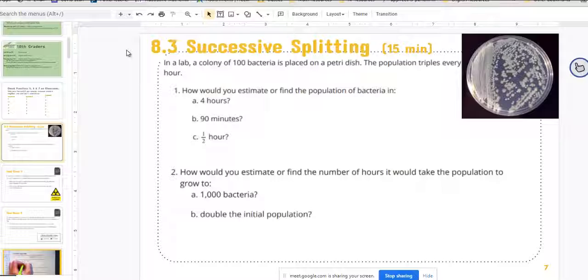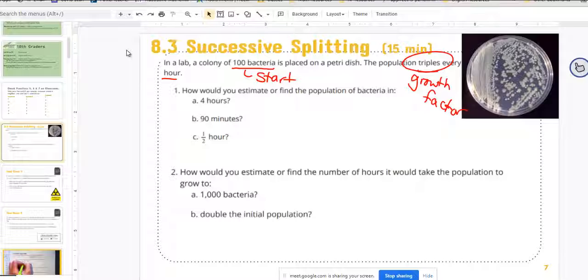Our goal here in lesson 8 is to see how we might start solving unknown values when we don't know the exponent. So 8.3 gives us this situation that we have a lab where a colony of 100 bacteria is placed in a petri dish. The population of that bacteria triples every hour. So that sounds very much like a starting amount and a growth factor. 100 bacteria is what we're going to start with. And if it triples, there is our growth factor. And it does that every hour.